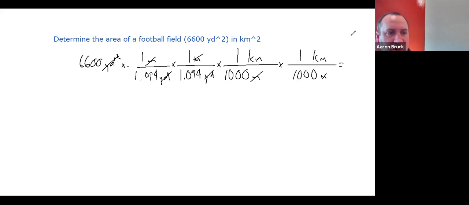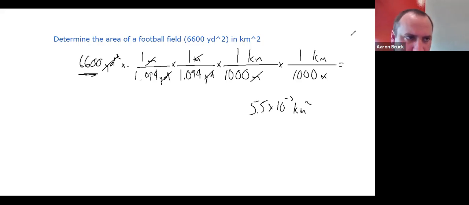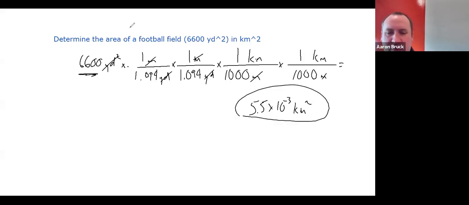two significant figures, because that's all that is given to me in this measurement. I would get 5.5 times 10 to the negative third square kilometers. So that would be the result of our conversion. That would be ultimately what we had to do.